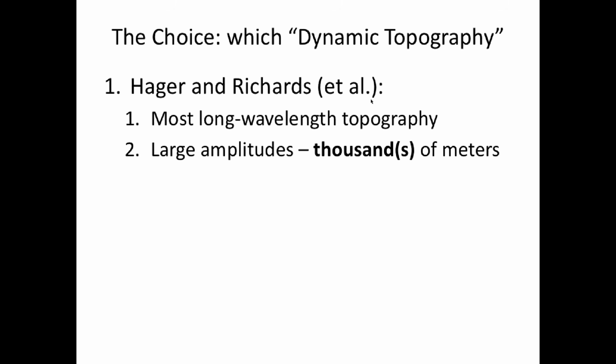There. So we have Hager and Richards, their definition: most long wavelength topography, and large amplitudes, thousands of meters. To be fair, they said only 1,000, but others have gone beyond 1,000 in here.